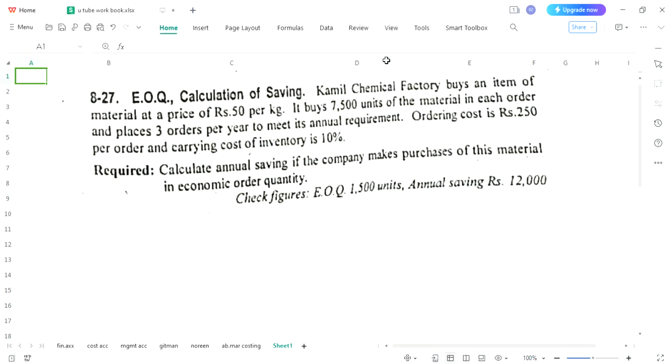Hey guys, hopefully everyone is doing well. Today's target is to solve question number 8.27.